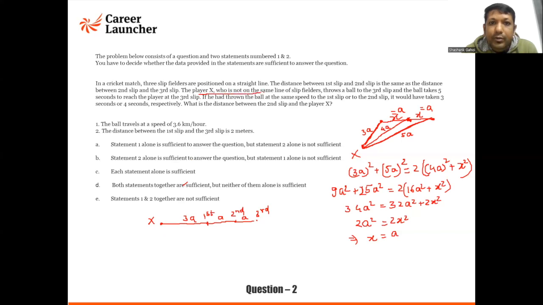contradicts this point: the player X who is not on the same line as the slip fielders. So basically, this question itself is incorrect because it is contradicting its own conditions. In this case, I don't need the first statement or second statement because I can say the question itself is wrong. So if I need to answer this question, the only possible answer I can mark is E. Generally, I can say that this question itself is wrong, so this question should also be removed from the paper itself.